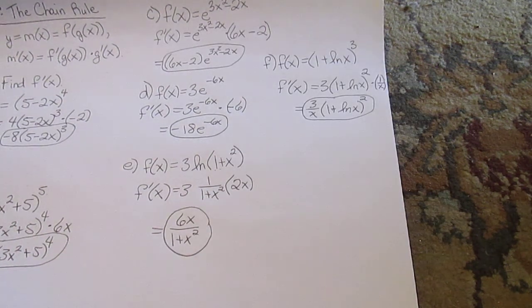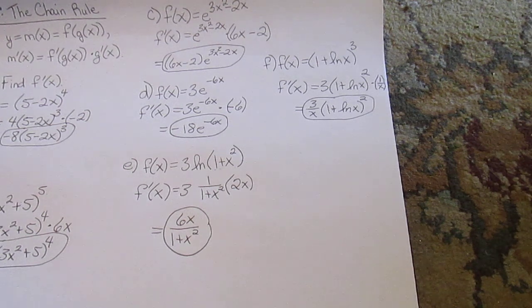Okay, so that is the chain rule. Take the derivative of the outside function, leave the inside function alone, and then multiply by the derivative of the inside function. Try out the homework and let me know if you have any questions.